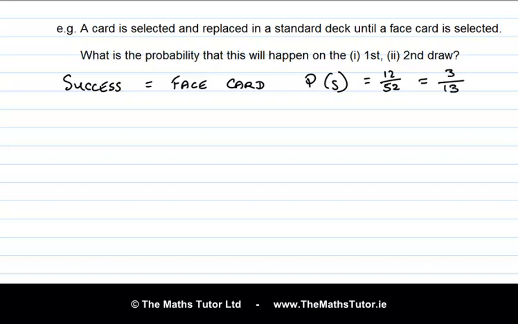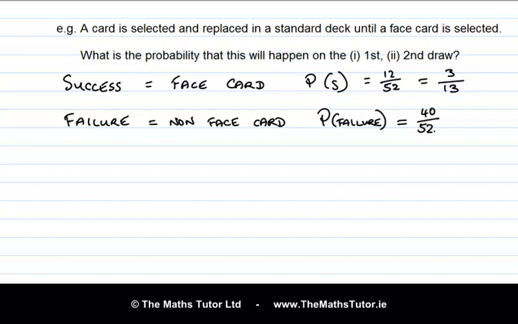3 over 13 is the probability of success. Failure is to draw any other card. So the probability of failure, well, there are 40 non-face cards in the pack. That's 10 over 13. So now we can draw a tree diagram to represent the trials.